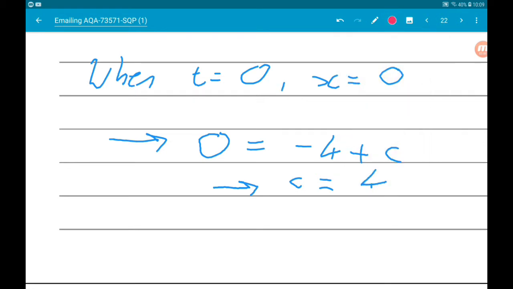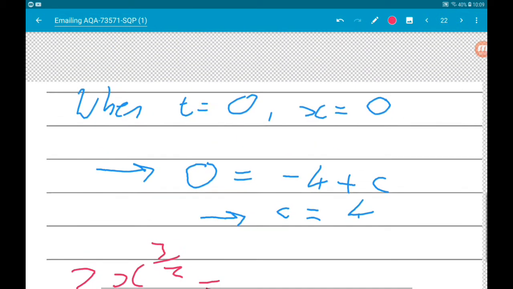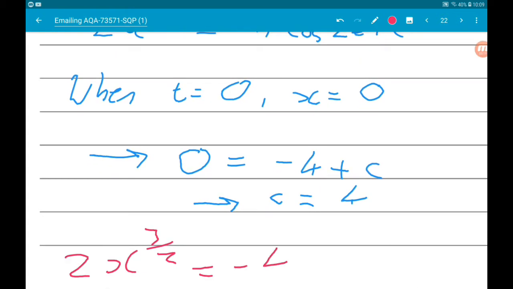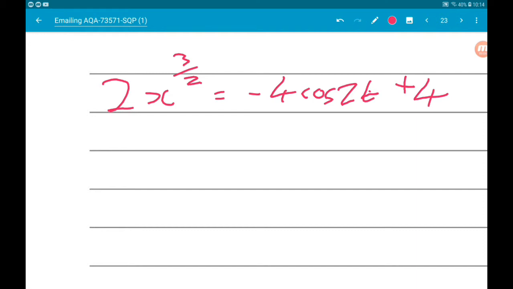So now we know that 2x to the 3 halves is equal to minus 4 cos 2t add 4. Okay, so from here we now need to make x basically the subject of this formula. So let's first of all divide through by 2. So x to the 3 halves is equal to, I'm going to rewrite the right hand side of it, 4 divided by 2 is 2, minus 4 cos of 2t divided by 2 is minus 2 cos 2t.